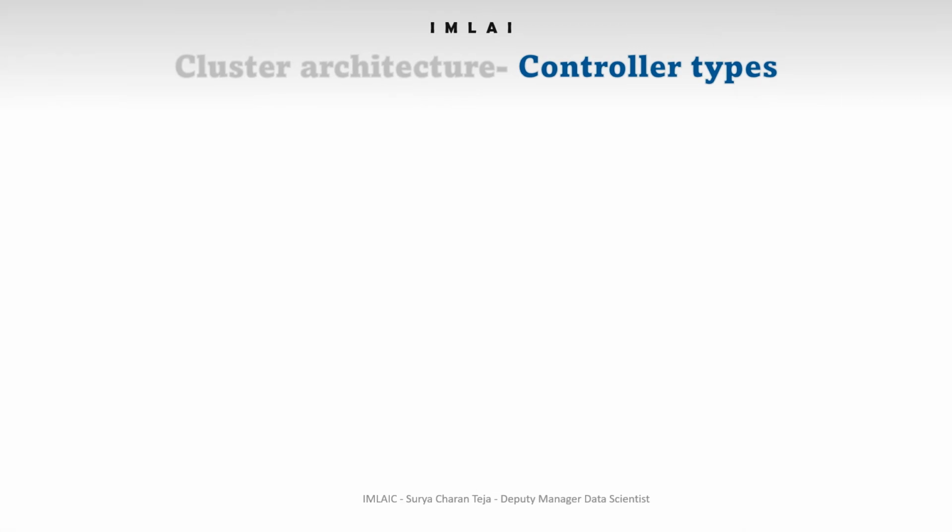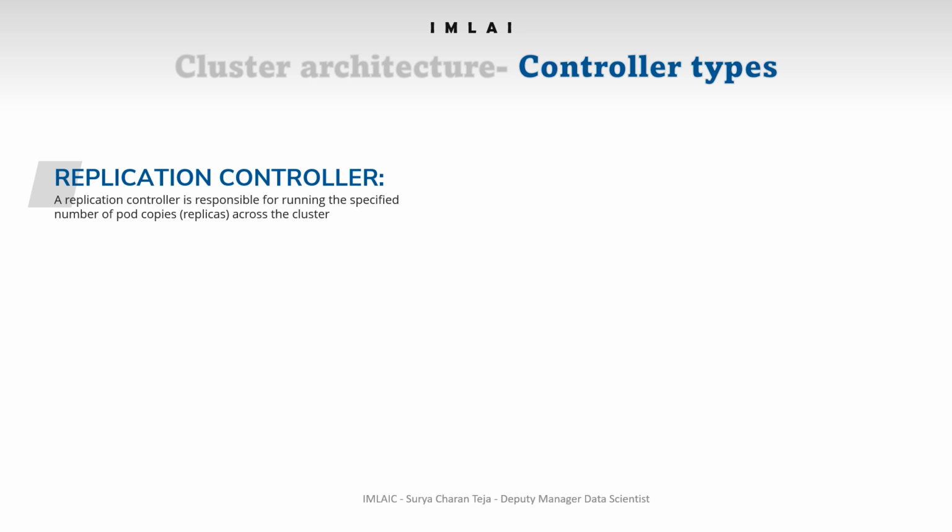So then we have controller types. We will look into various controller types here. The first one is a replication controller. Of course, there are a lot of controllers, but mainly we will be looking at the most important controllers which are widely used in Kubernetes. A replication controller is responsible for running the specified number of pod copies, or in proper Kubernetes language, we can say replicas across the cluster.